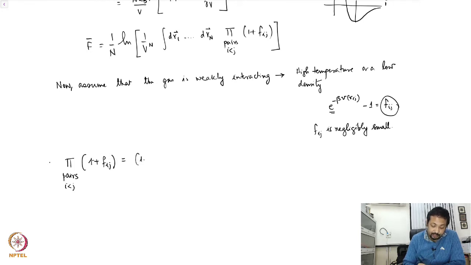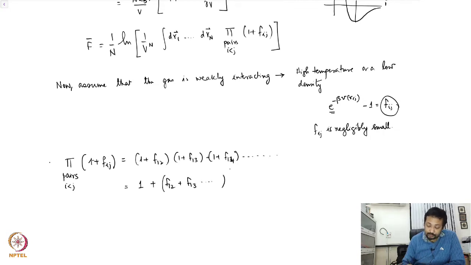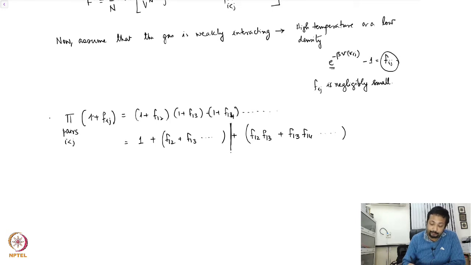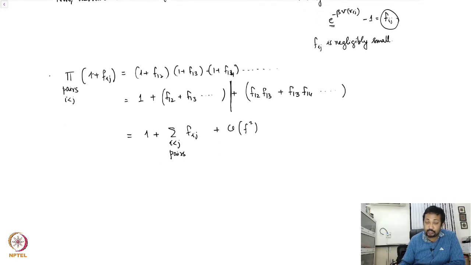Under such circumstances, we can write down this product over pairs with i less than j of 1 plus fij. If I write down explicitly 1 plus f12, 1 plus f13, 1 plus f14, so on and so forth, and expand, then the first term obviously is going to be unity. The second term is f12 plus f13, so on and so forth, all possible pairs, and then you have products like f12 f13, f13 f14, so on and so forth. We will truncate our series here because f is so small. We have 1 plus the sum over i less than j, all pairs, fij, plus order of f squared, which we ignore.